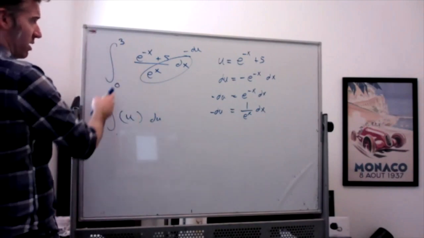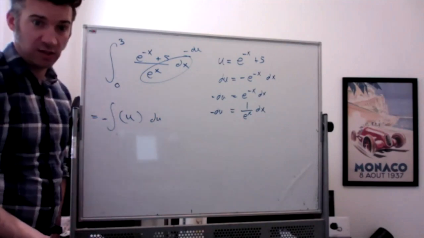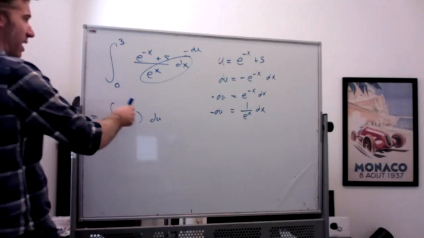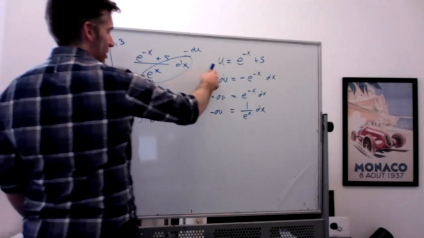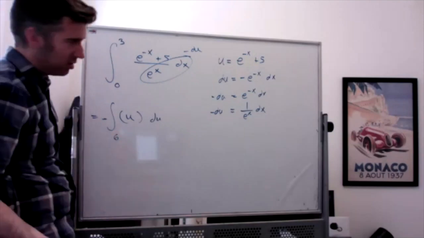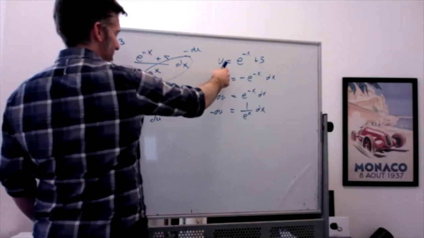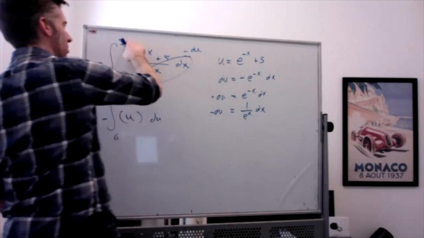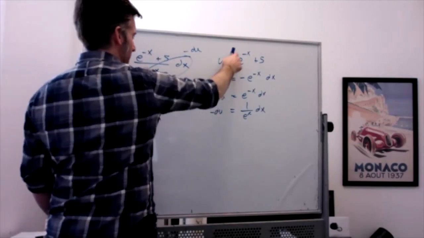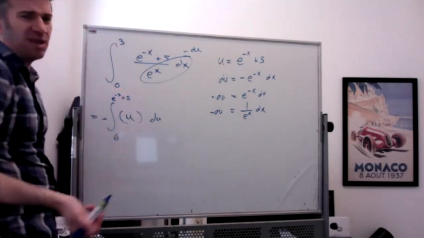And then my limits of integration would be kind of terrible. This might be an instance where I wouldn't change them. My lower limit, if x is 0, u is going to be e to the 0 plus 5, which is 1 plus 5, which is 6. Okay, that's not terrible. But my upper limit, if x is 3, u is going to be e to the negative 3 plus 5, which is kind of gross.